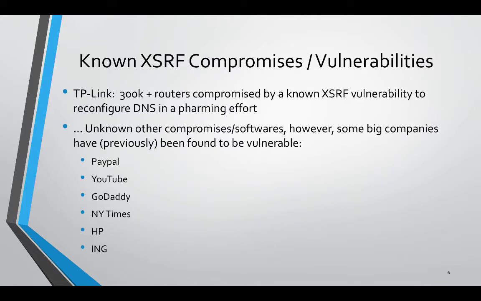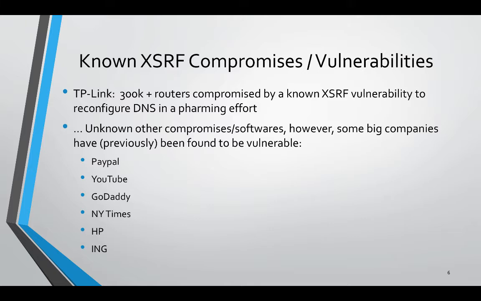So I actually looked around and I didn't find any significant large-scale compromises thanks to cross-site request forgery. TP-Link was the biggest thing I was able to find. Reading up on this particular compromise, roughly 300,000 routers were compromised using a known cross-site request forgery vulnerability. What the attackers did is they reconfigured the DNS settings for those routers in a farming effort. And so that's obviously a pretty big deal.